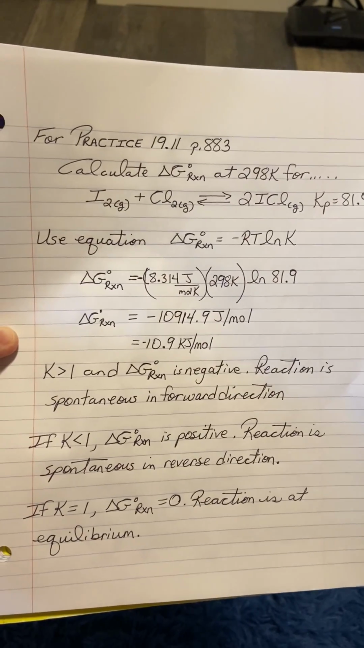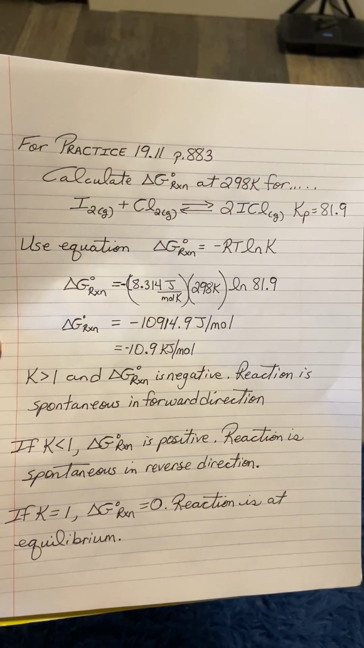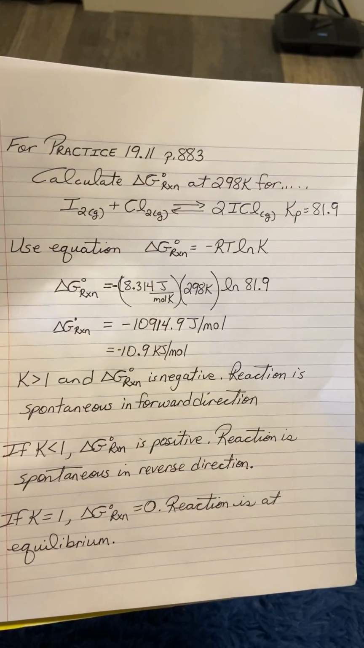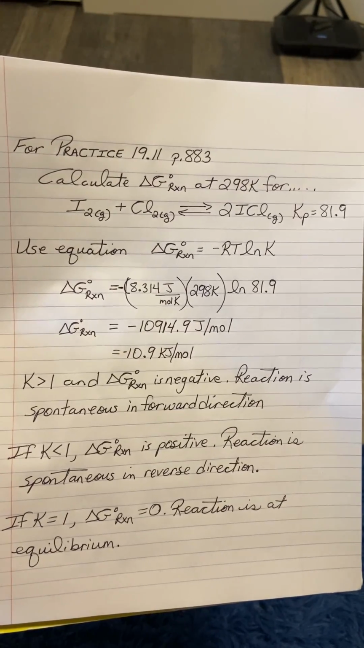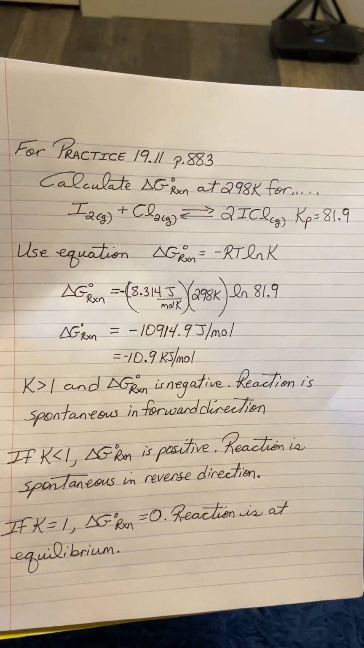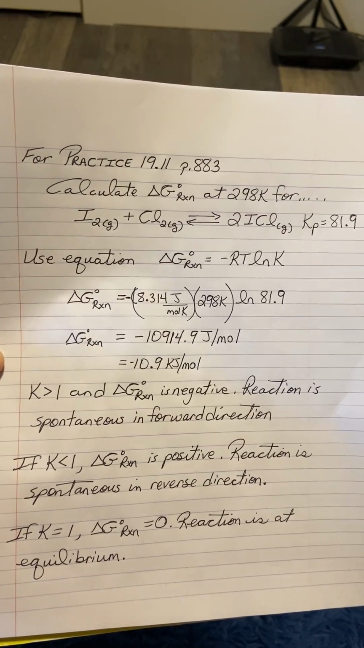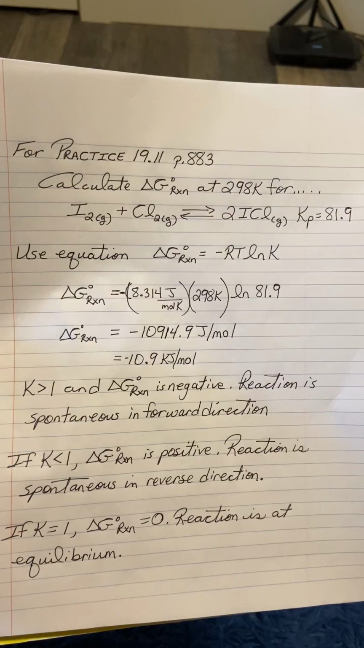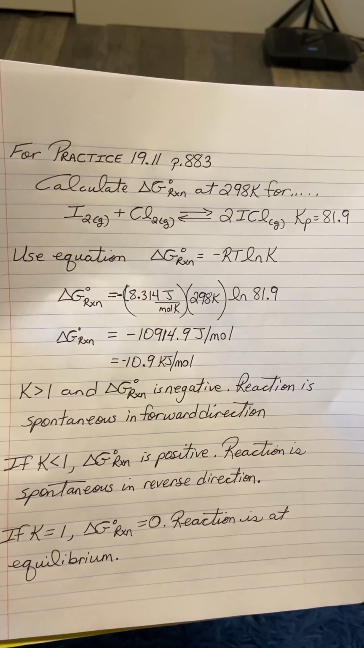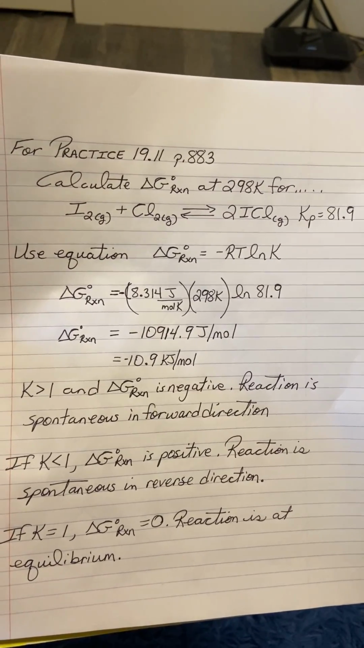This time they gave you a Kp value, so an equilibrium constant. There's a relationship between equilibrium constants and Gibbs free energy, and the equation we're going to use is delta G of reaction equals the negative RT ln K. K here may be a Kc or it may be a Kp. We use R again as 8.314, temperature 298 Kelvin, and then we take the natural log of our Kp value, 81.9.